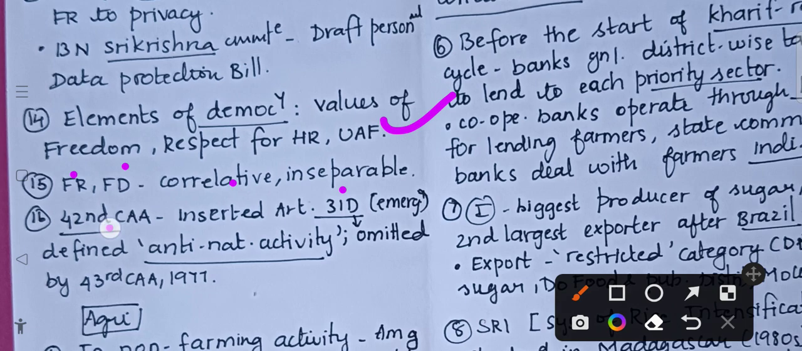Next fact is about the 42nd Amendment Act. During this particular amendment, Article 31D was inserted, which talks about the emergency situation, during which it also defined anti-national activity. Later this was omitted, in the next amendment, that is the 43rd Amendment.